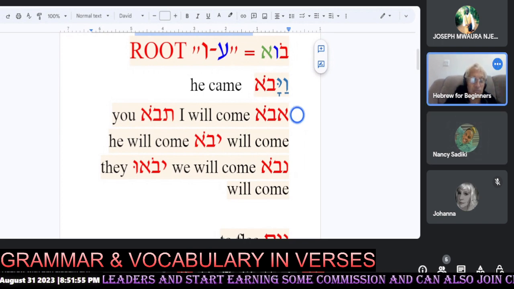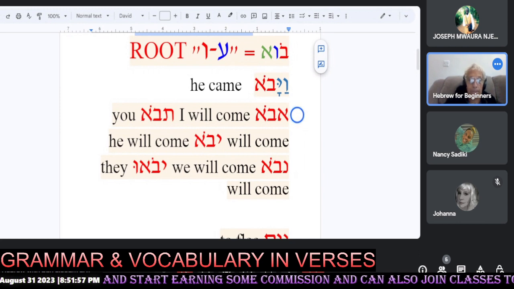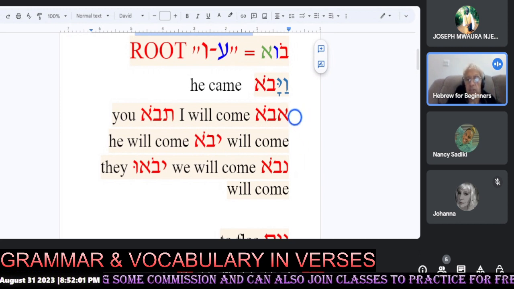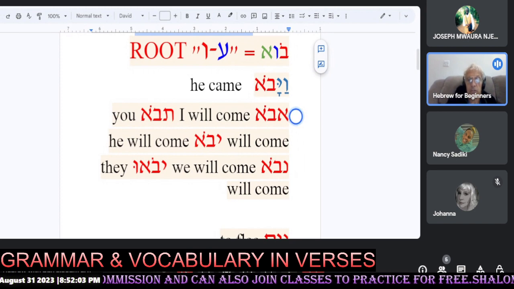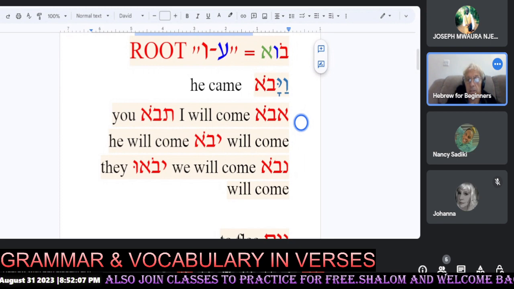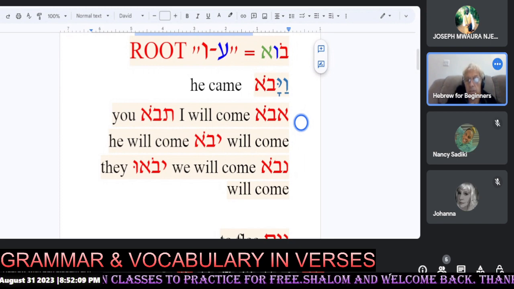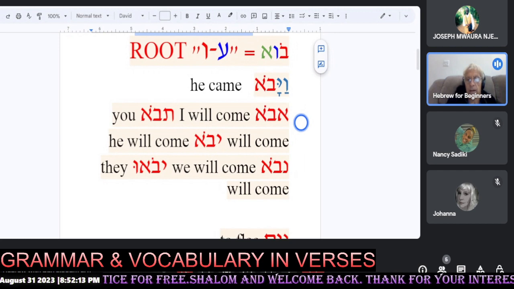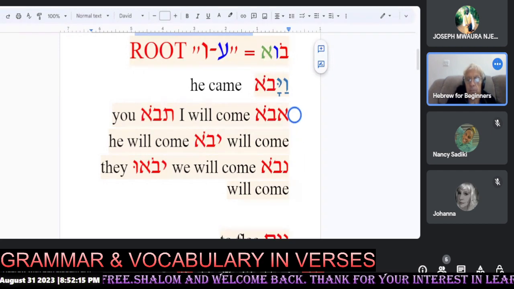But I would like you to read these conjugations. These are all in the future tense. Future tense features Aleph for I, Avo means I will come.